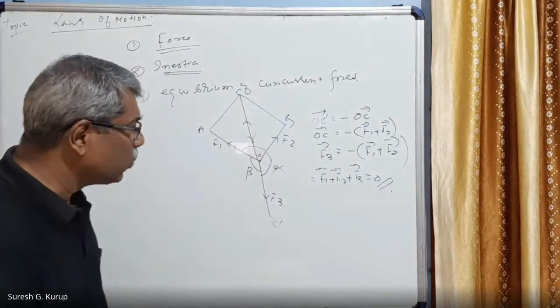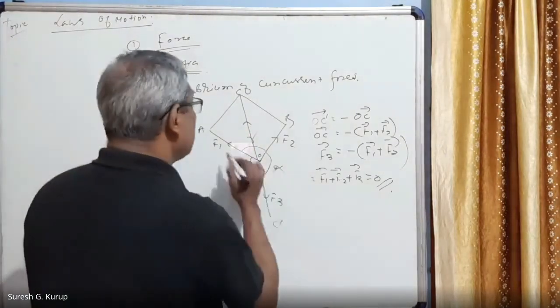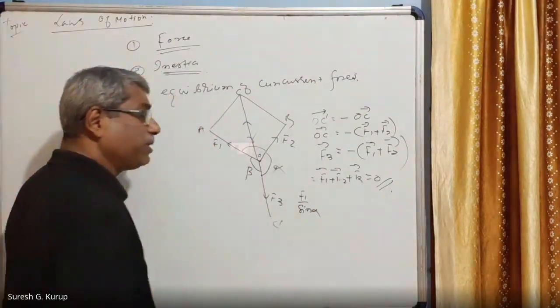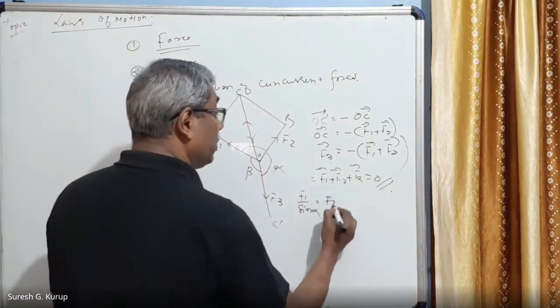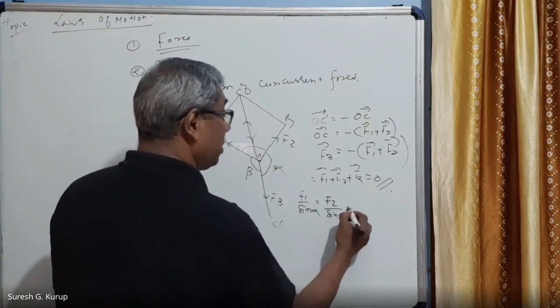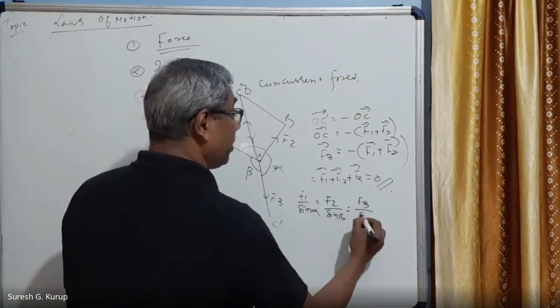In this case, we can write F1 divided by sine alpha is equal to F2 divided by sine beta is equal to F3 divided by sine gamma.